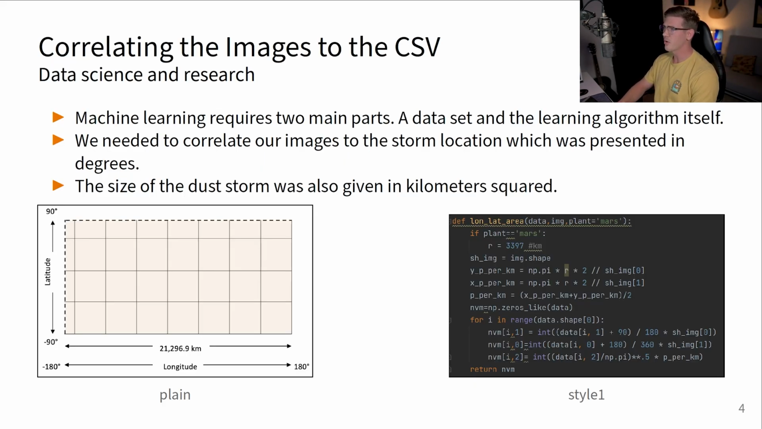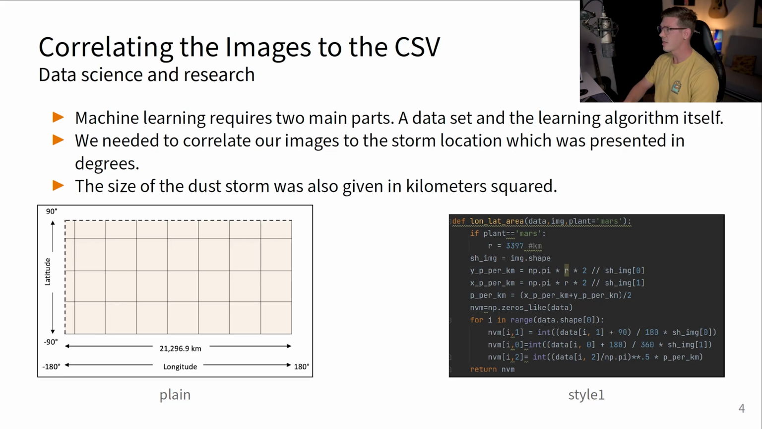So machine learning requires two main parts, a data set for the algorithm itself and then also the deep learning algorithm. In correlating that image, as I said, we were given longitude and latitude, and that was in degrees. And we also had the size of the dust storms. On the left-hand side, you can see that the longitude and latitude, or the degrees, was from 90 to negative 90 and negative 180 to 180.